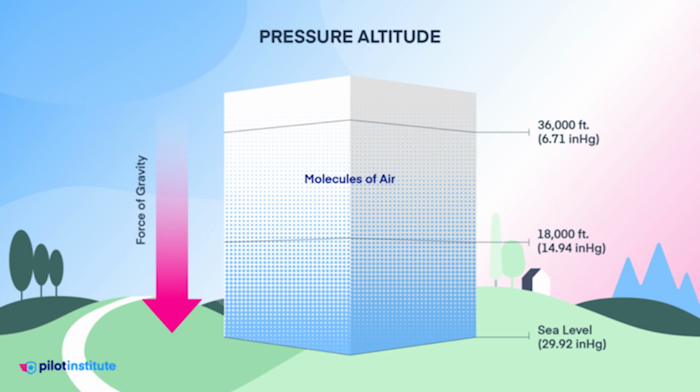Now let's talk about the effects of pressure on density. Air, being a gas, can be compressed or expanded. Higher pressure means more air in a given volume, increasing density. Lower pressure means less air, decreasing density. This relationship holds true at a constant temperature.